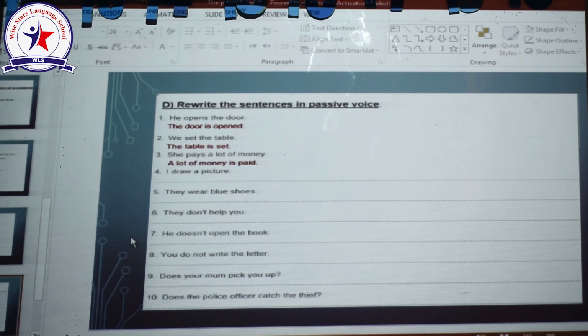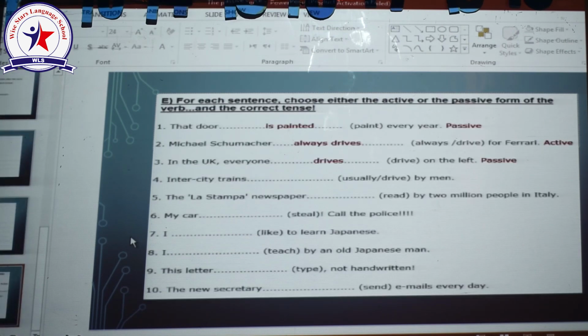Number 3, she pays a lot of money. She, subject, pays, verb. A lot of money, object. I have to start with the object. So a lot of money. A lot of money is, are, a lot of money is, because it's uncountable. The past participle form of the verb pay, pay, paid, paid. So a lot of money is paid. And now my passive sentence is correct. Let's move to the next exercise.